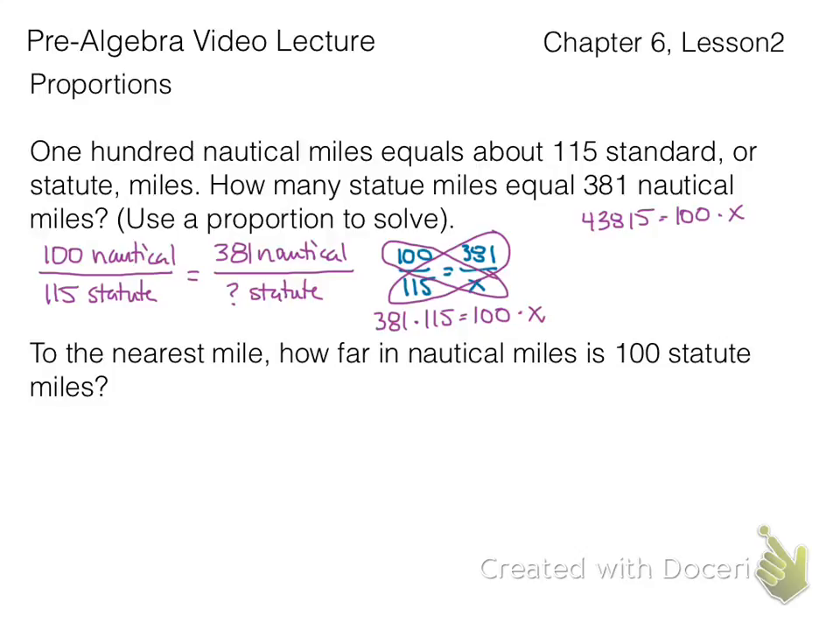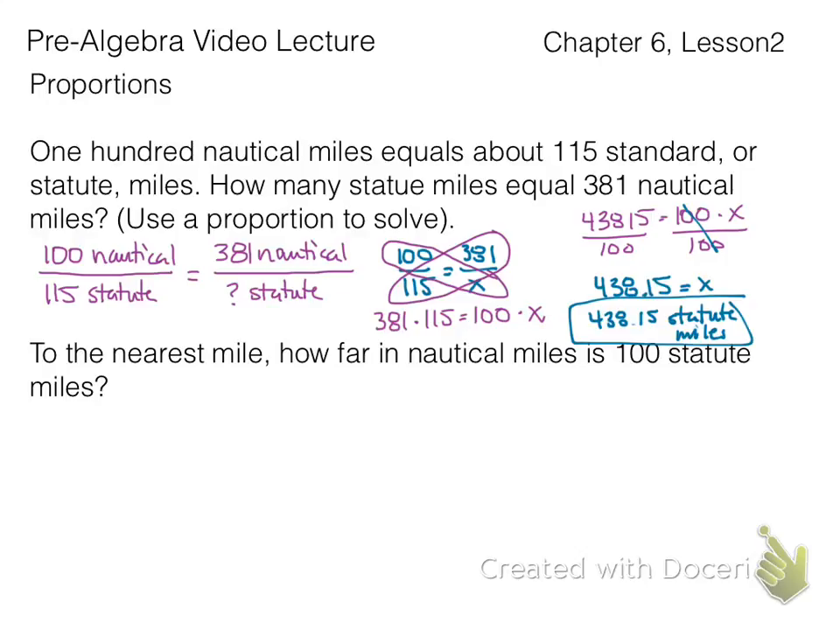So that would be 381 times 115 is 43,815, which is equal to 100 times x. Divide by 100, x equals 438.15 statute miles. So if you go 381 miles in water, it's about the same as going 438.15 miles on land. Make sense? Okay. So again, a nautical mile is actually longer than a statute mile because you can go less nautical miles and make up more distance as if you were doing it in statute miles.